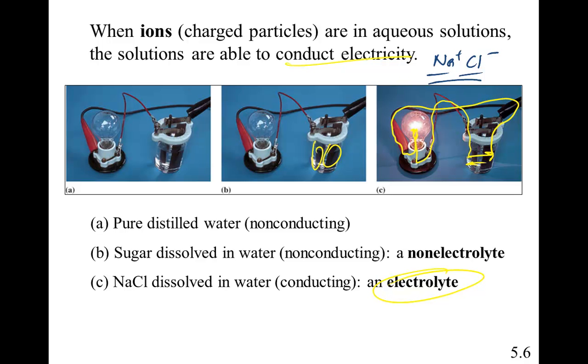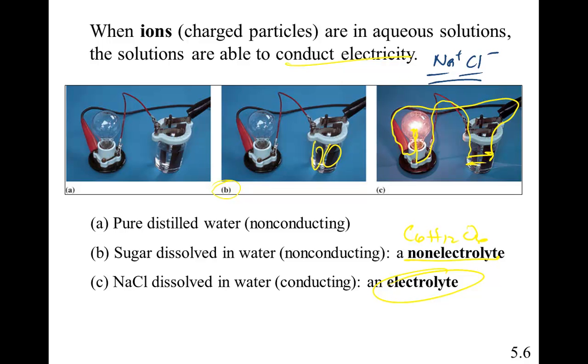Now, in slide B here, we have a solution. Let's say it's sugar and water. Well, sugar doesn't break apart into ions. Sugar stays as C6H12O6. It does not break apart into positive and negative ions. So there are no charge carriers or no ions to shuttle electrons back and forth between the two electrodes. So we don't see a conduction of electricity. And therefore, sugar is considered a non-electrolyte.